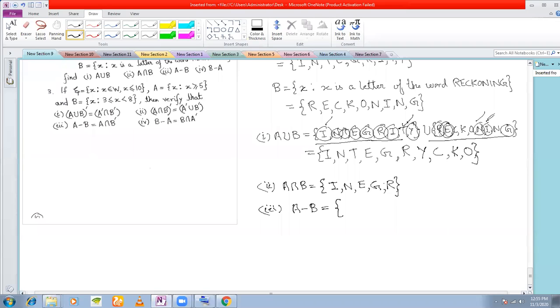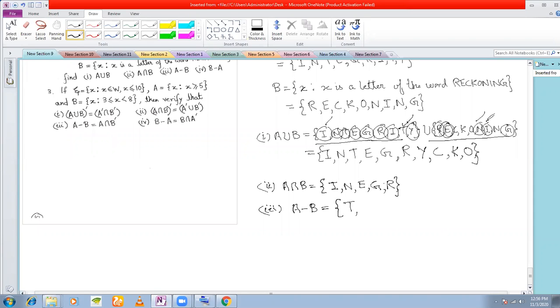N is there in A. N is also there in B. So we'll skip N also. T is there in A, but T is not there in B. So we'll write T. E is there in A and is also there in B. So we'll skip E also. G is there in A and it is also there in B. So we'll skip G also.